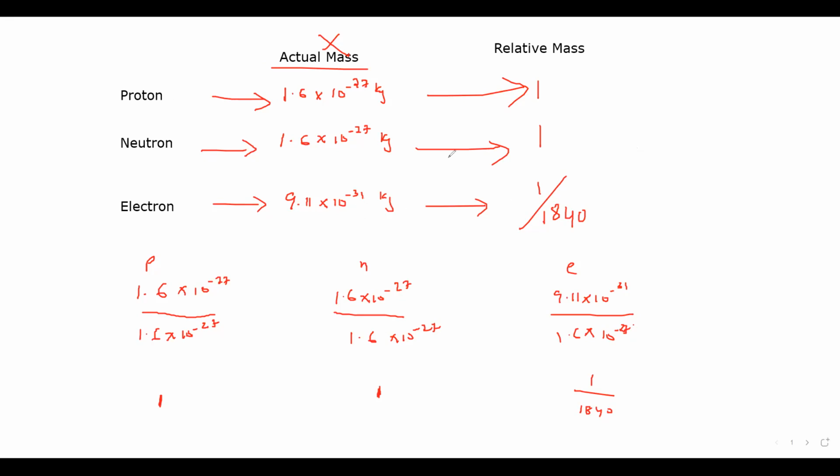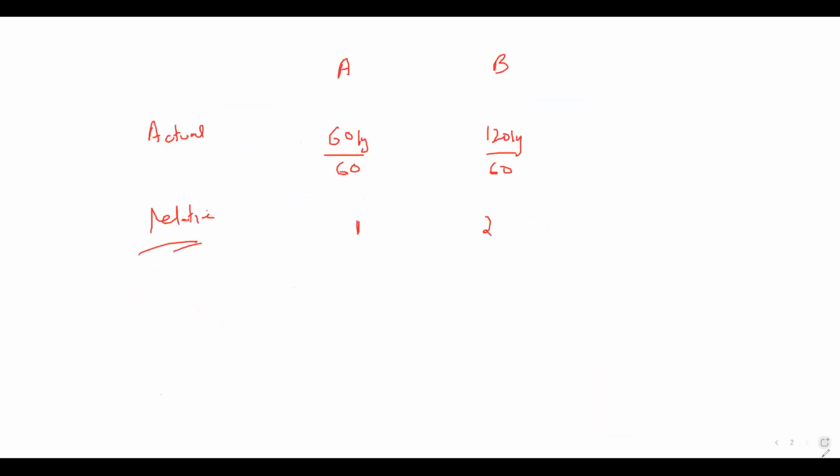But when we take the simplest ratio, when we divide all the values by 1.6 into 10 to the power minus 27, for proton, because I divide the same number, I will get 1. So for proton it will come out 1. For neutron, it will come out 1. And for electron, it will be 1 divided by 1840, or 1836 or 1837. You can write any of them. And simply, the term relative means comparison.